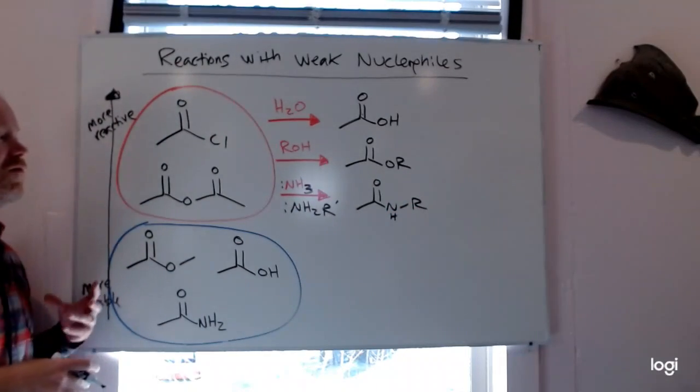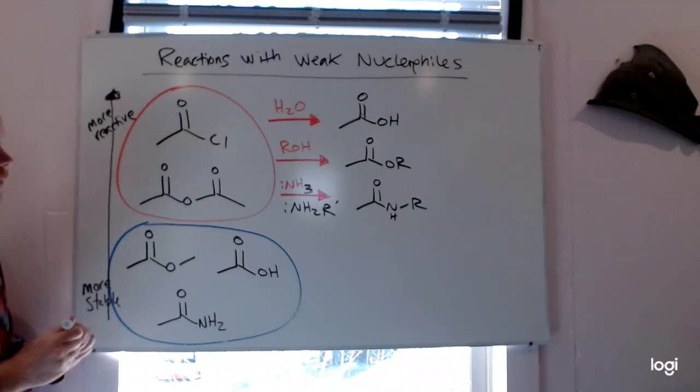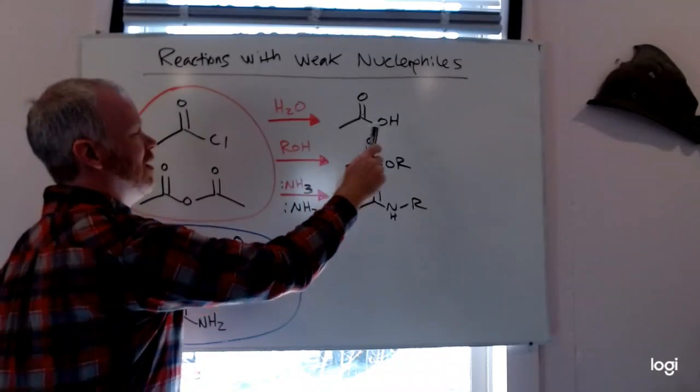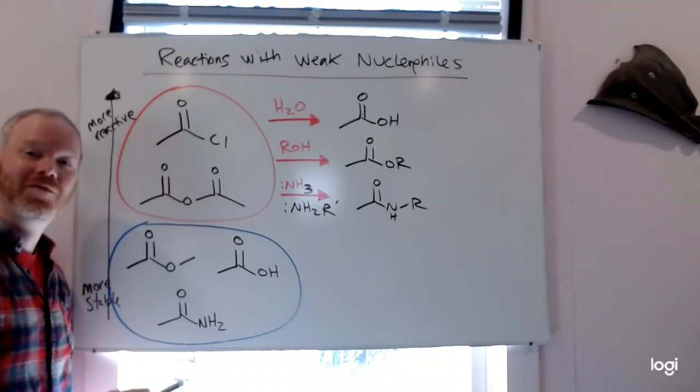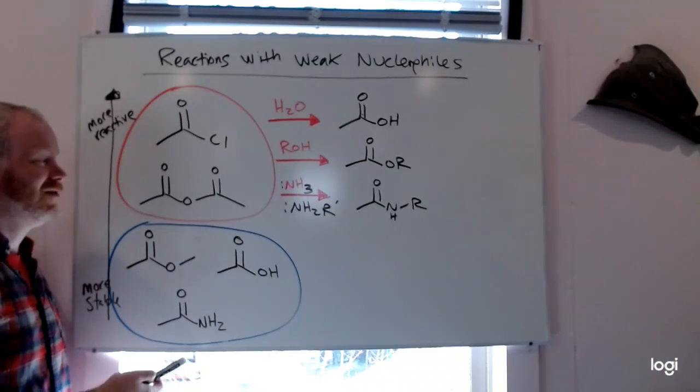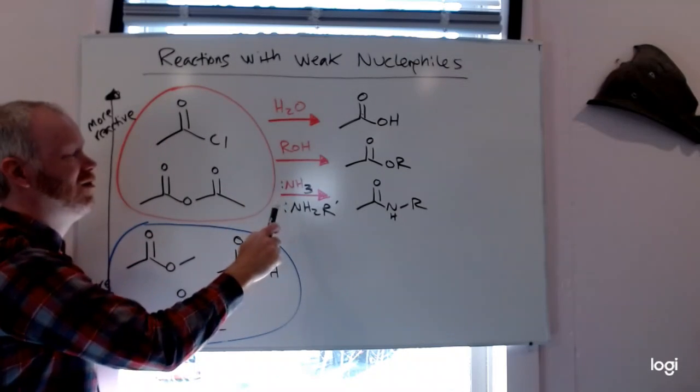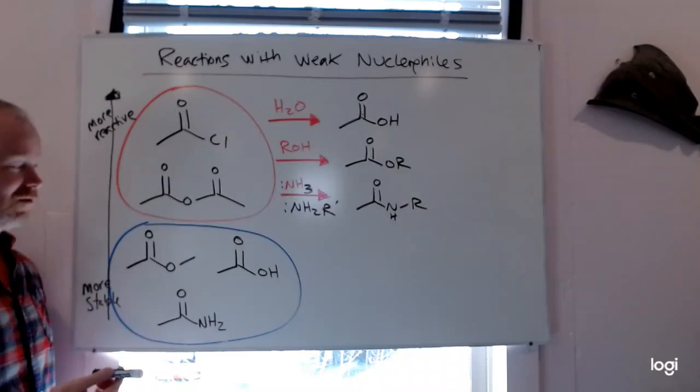And so this is always moving down in reactivity. It's easy for an acyl chloride to react and make any of the three more stable acid derivatives. Same thing for anhydride. It's easy for these to react with even weak nucleophiles to make the more stable groups.